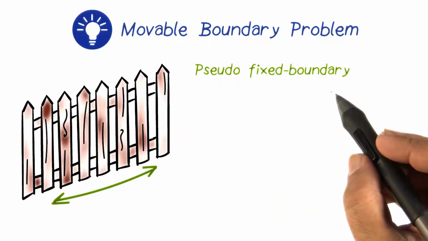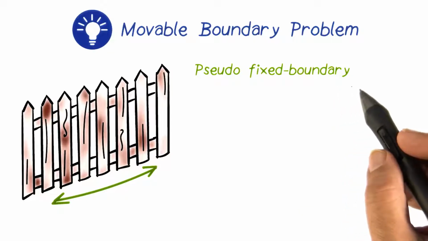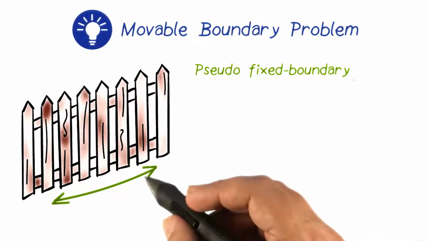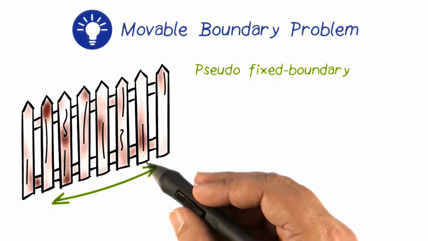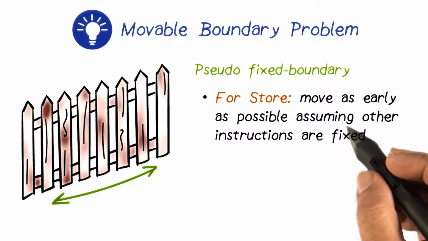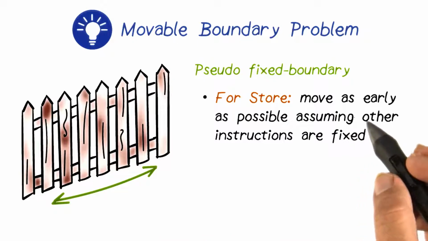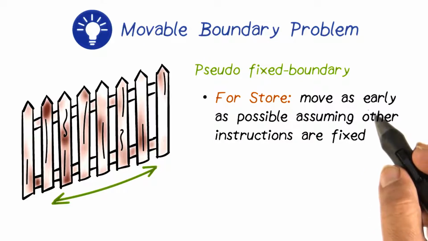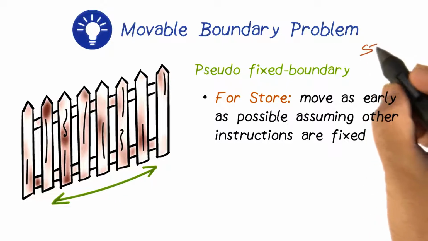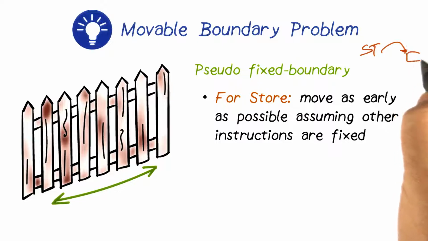So how do we solve this particular problem of movable boundary in which one load store affects the motion of the other? We call this a pseudo-fixed boundary. In other words, we call this a fence. When the fence moves, the other load store which depends on this fence also can move. And since the stores affect the upward motion of loads, what we want to do is move these stores as early as possible so that we can create a longer range for the motion of the dependent loads. This store, for example, is putting something in a memory location, and there is another load which is reading the value from that memory location.